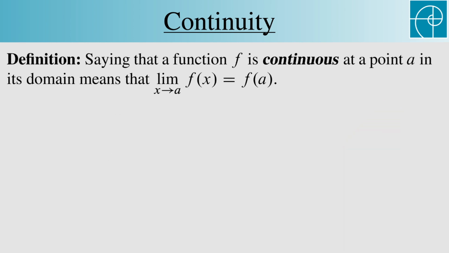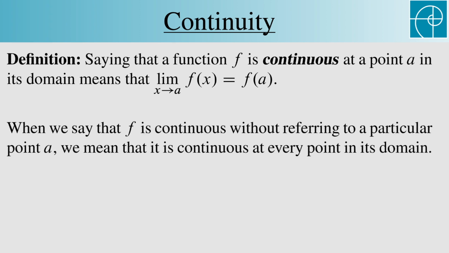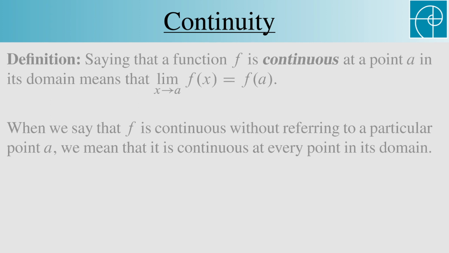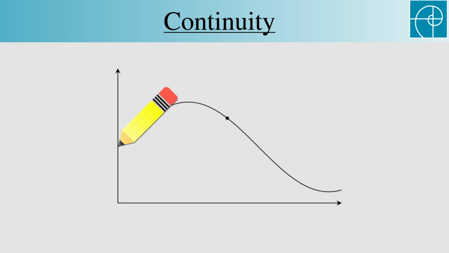A function is continuous at a point a in its domain if the limit of f at a is equal to f of a. When we call a function simply continuous, without referring to a particular value of a, we mean that it's continuous at every point in its domain. This definition, for the most part, justifies our pencil and paper intuition about continuity, since through the entire process of drawing the graph, we're approaching the value that we're about to draw. But there's one subtle but important point that we've missed.